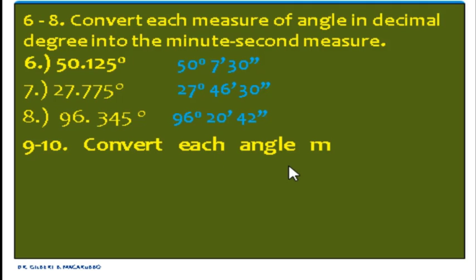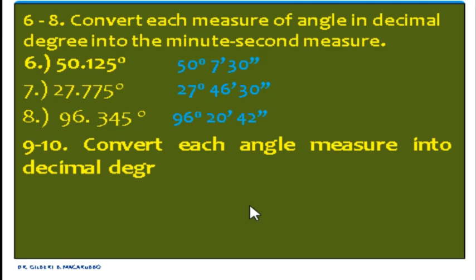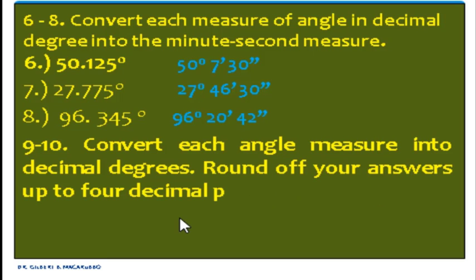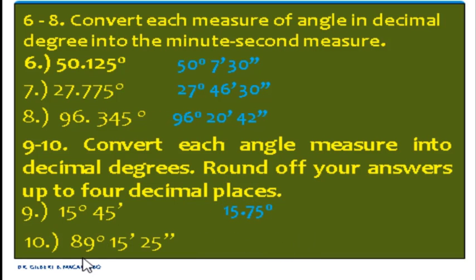9 to 10, convert each angle measure into decimal degrees. Round off your answers up to 4 decimal places. 15 degrees, 45 minutes is just equal to 15.75 degrees. 89 degrees, 15 minutes, and 25 seconds is just equal to 89.2569 degrees.